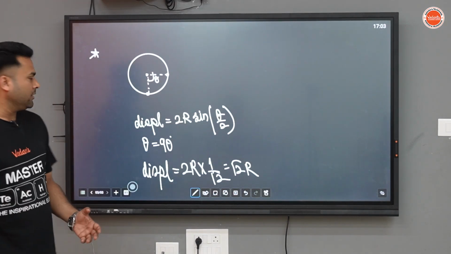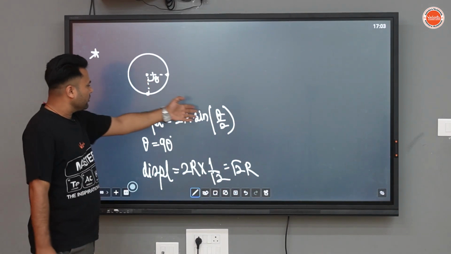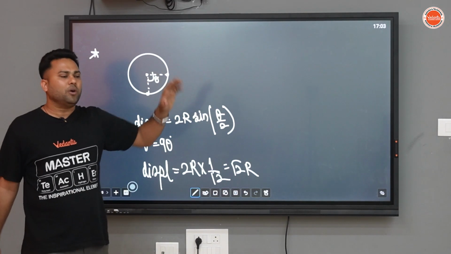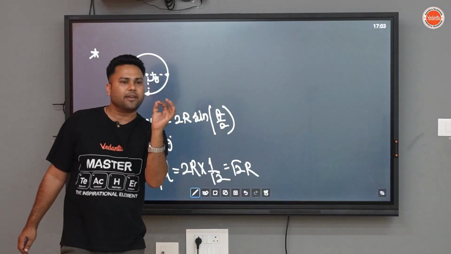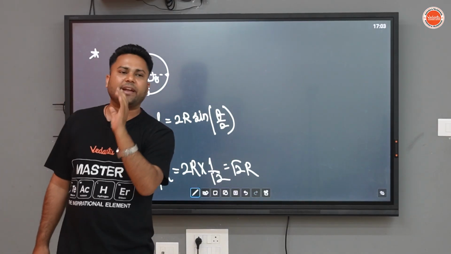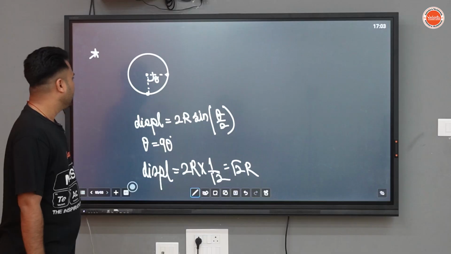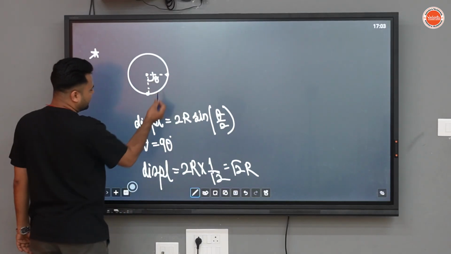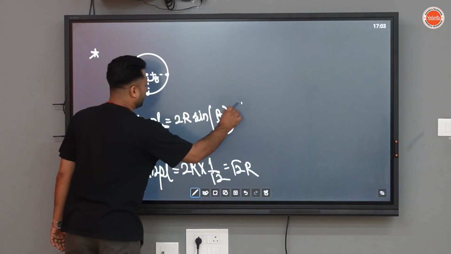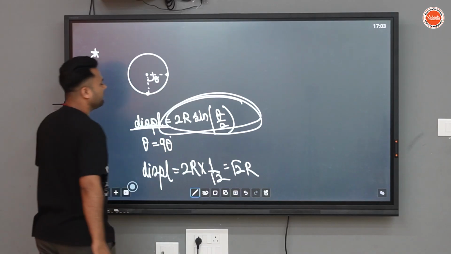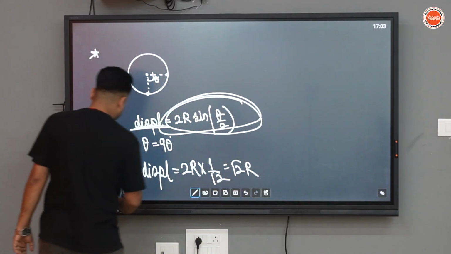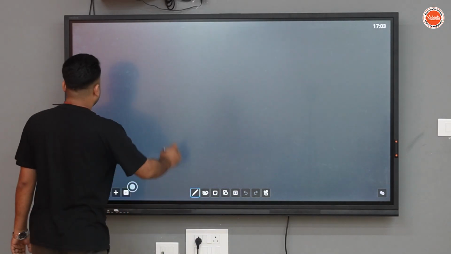But if they give 60 degree, so you will apply 60 degree now. You can't write root 2r directly. Root 2r is a special case when theta becomes 90 degree. They may give that this angle is 60 degree, then what is the displacement? So you have to use this formula. Very important formula.